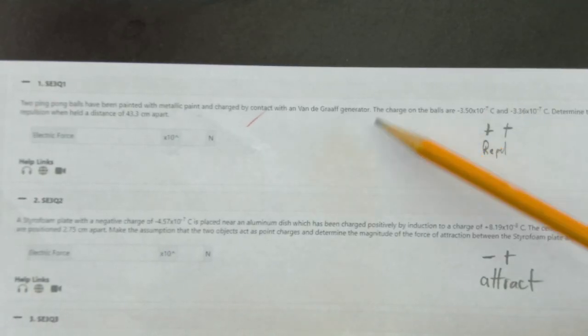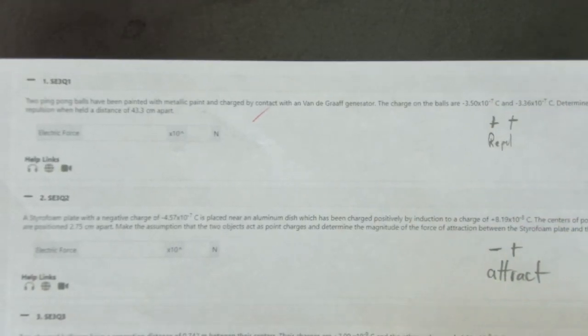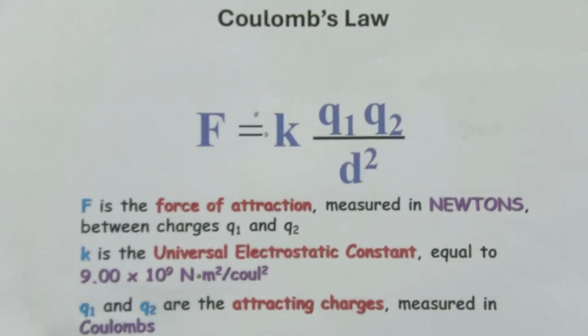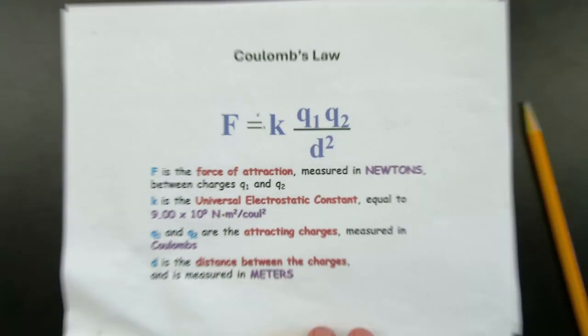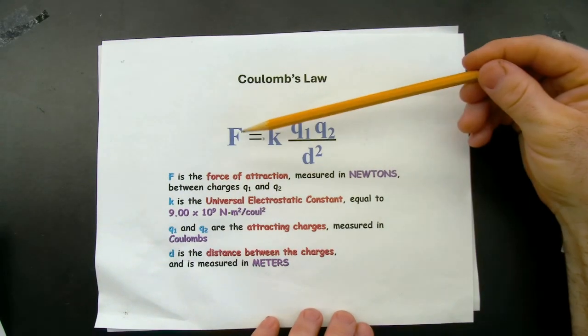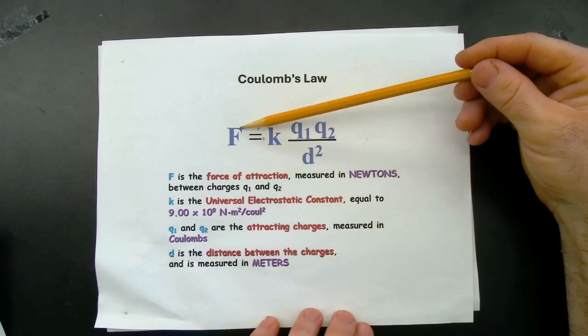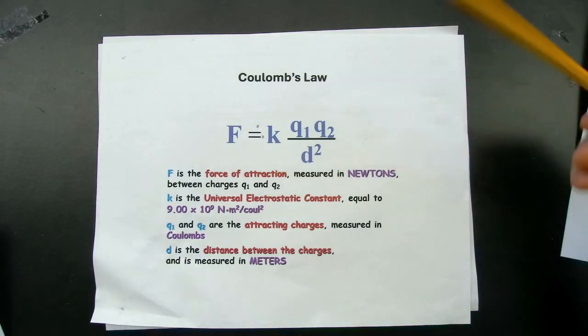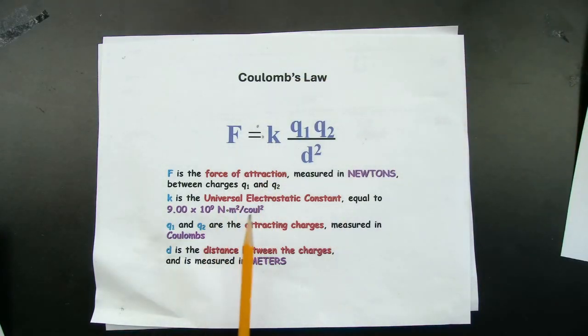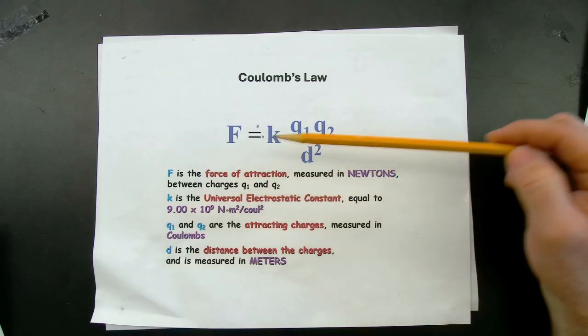Now, to do this, you're going to just use Coulomb's law. This is an equation that you should have from your notes. Coulomb's law is an equation that allows you to come up with a force of attraction or repulsion. All you need to know is that K is a universal electrostatic constant. This is never going to change. It's 9 billion, 9 times 10 to the 9th.